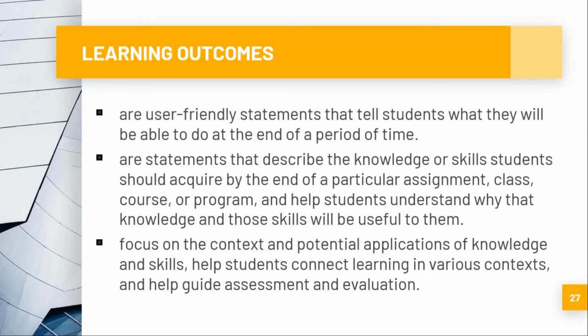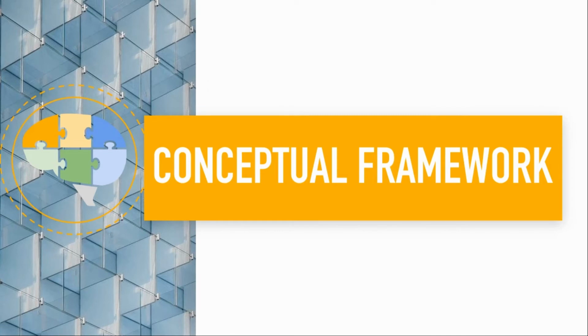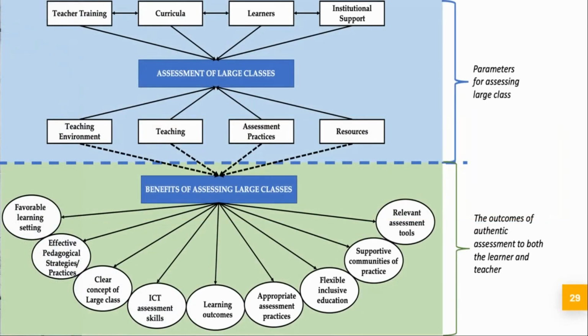What are learning outcomes? They are user-friendly statements that tell students what they will be able to do at the end of a period of time. But they also focus on the context and potential applications of knowledge and skills. They help students connect learning in various contexts, and guide the assessment and evaluation. The conceptual framework for this study, as displayed on the slide, has two parameters, two areas of concern. One is parameters for assessing large classes, and another one is the outcome of authentic assessment to both learners and the teacher.